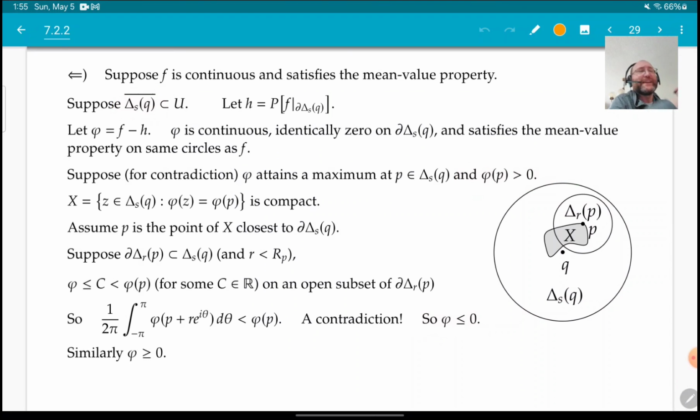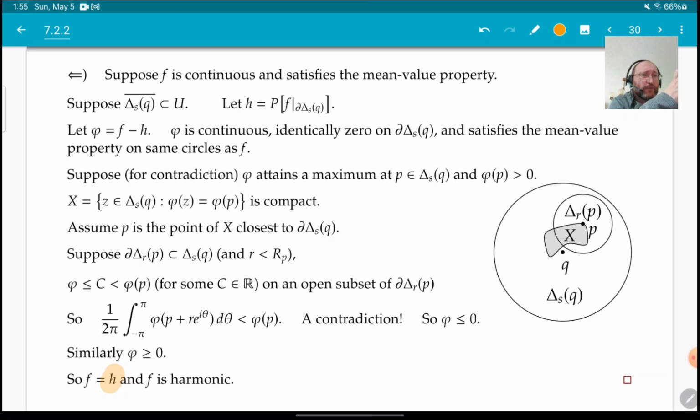And you can do the same thing just by looking at a minimum, right? So look at a minimum and suppose that it's negative. And you can show that that also gets you a contradiction. So therefore, phi is always bigger than or equal to 0. That means that phi is equal to 0. That means that f is equal to h. And therefore, f is harmonic because h is harmonic, right?